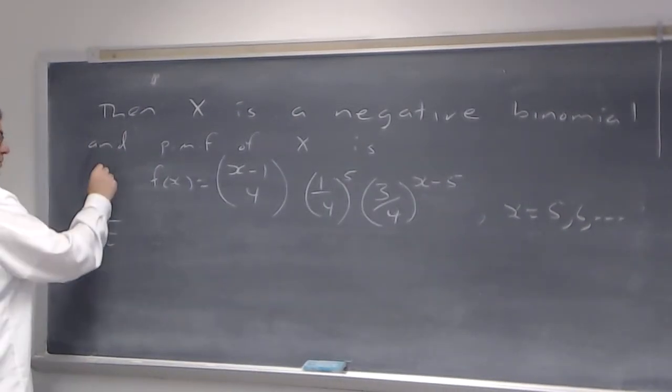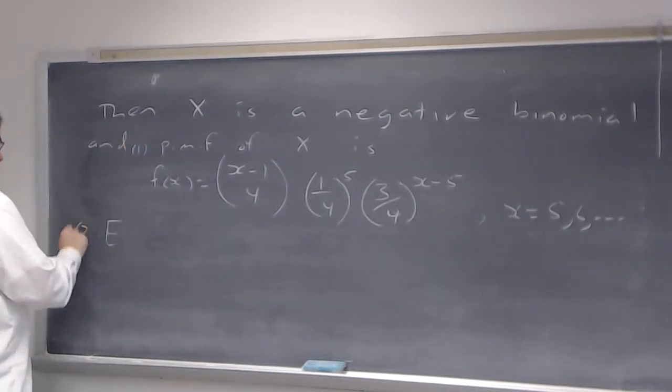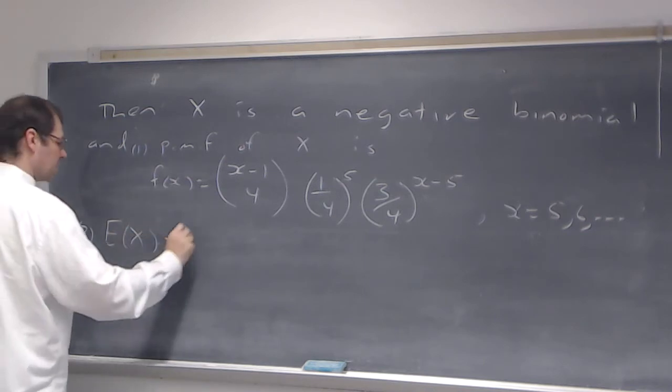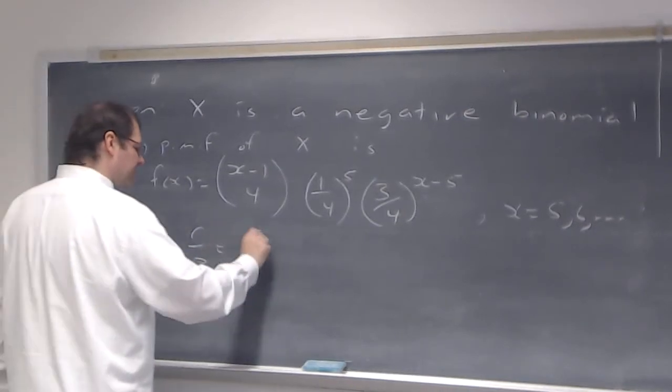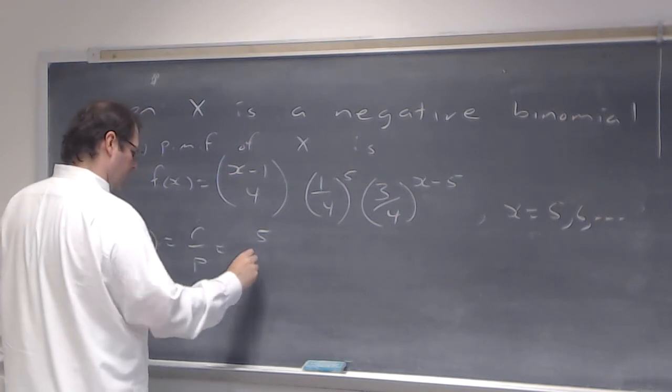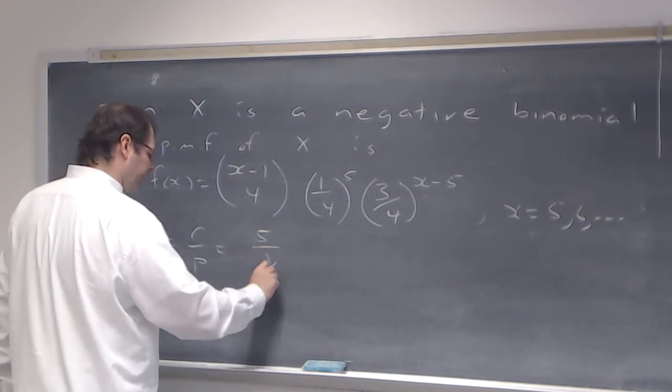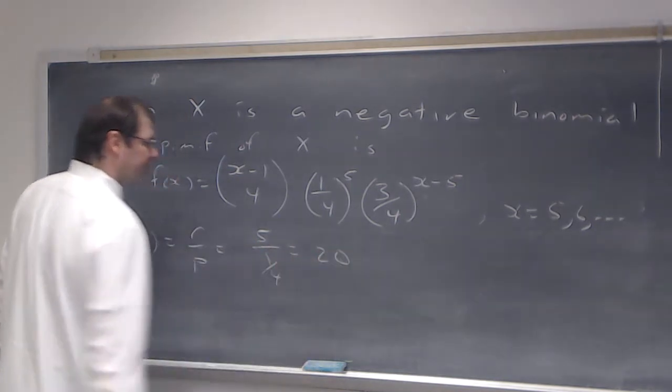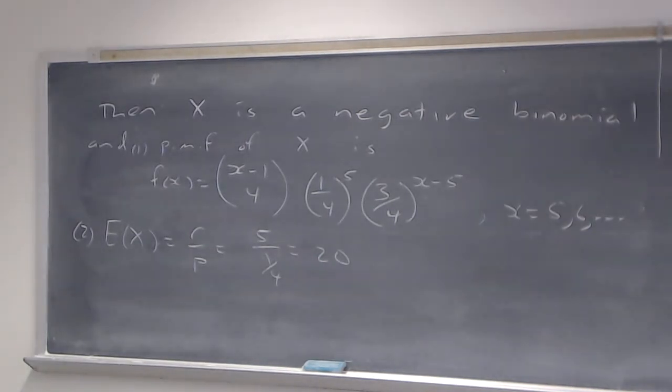The expected value of x is r over p, which is equal to 5 over 1/4, which equals 20. So the expected number of times you do this to get the fifth part would be 20 draws.